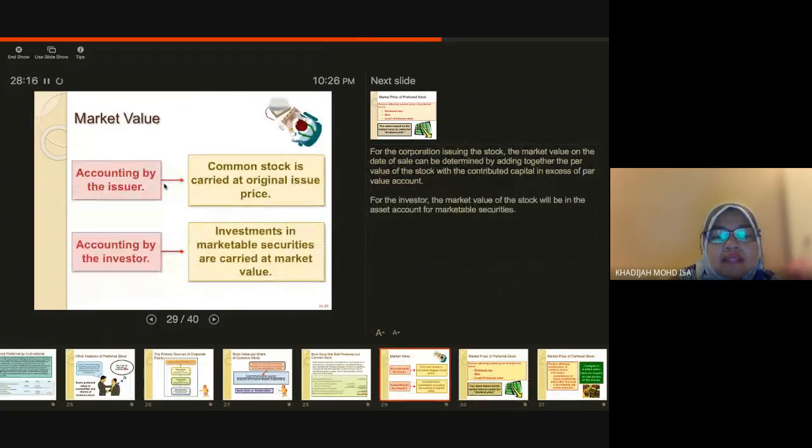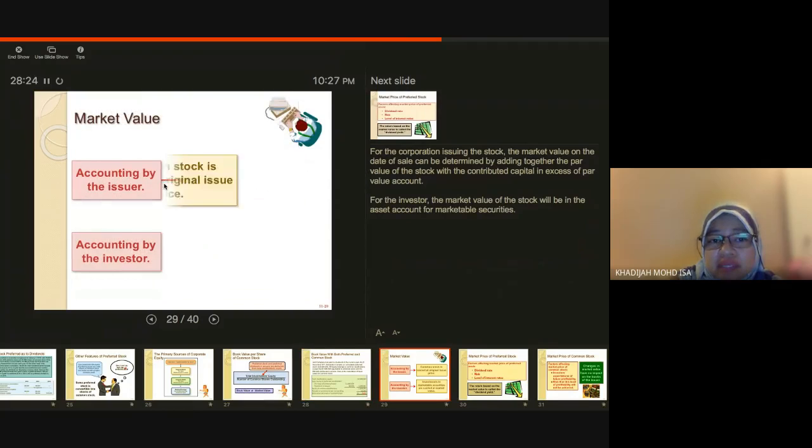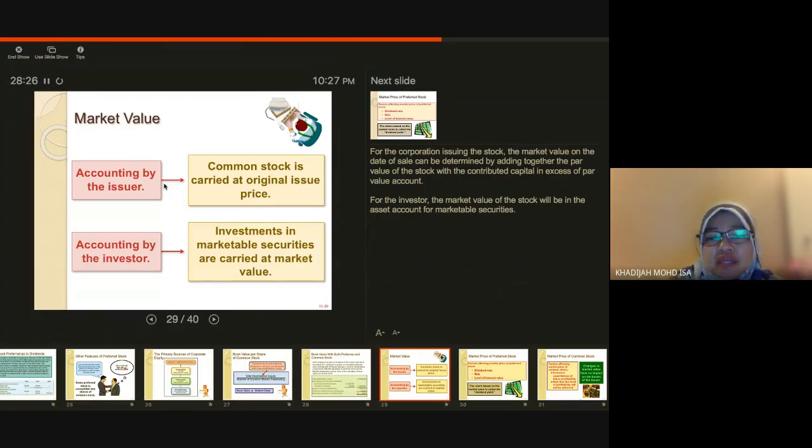In terms of the market value of the shares, you always have to show the market value of the shares, because the price of the shares moves or changes over time. So when you report your balance sheet, you must show your shares at the market value as well. Accounting by the issuer, common stock is carried at original.